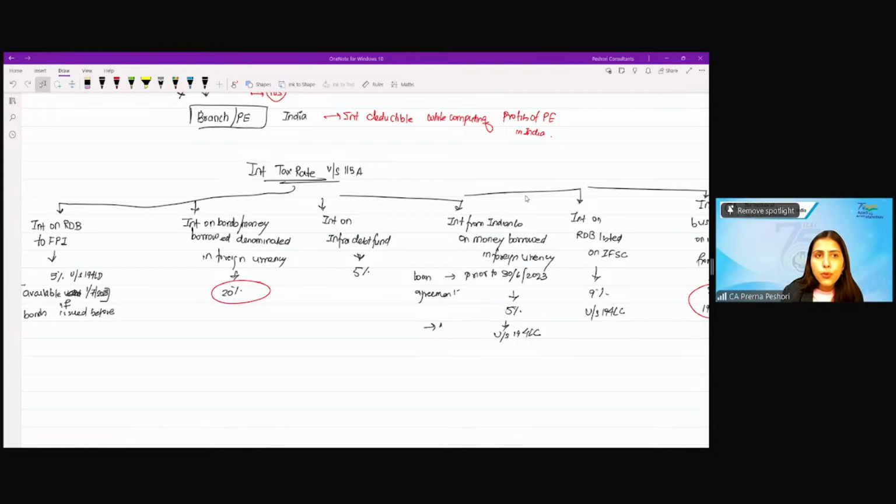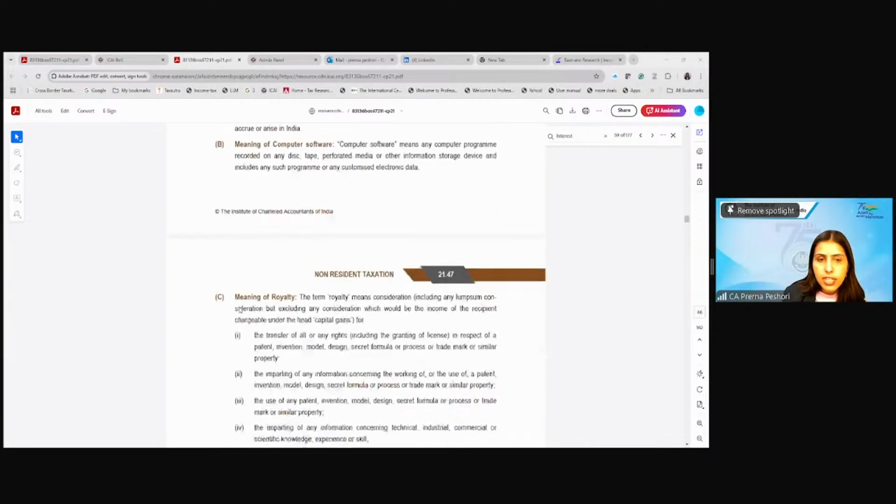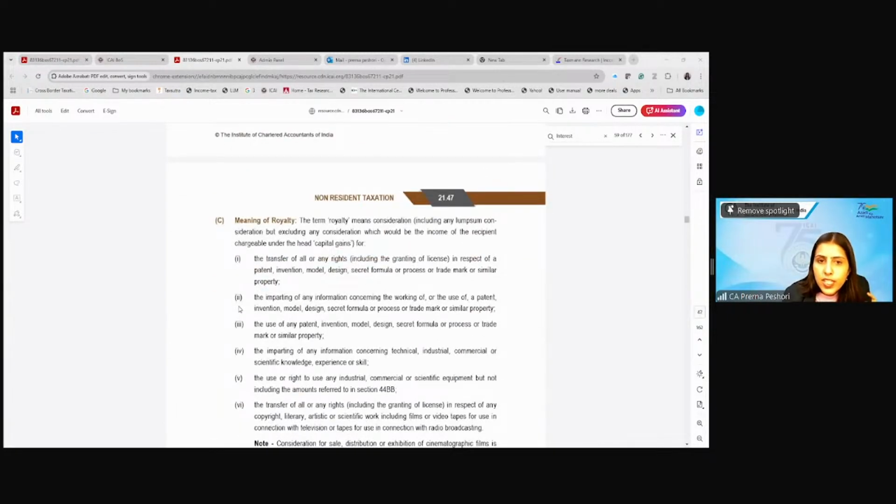Okay. Now we move towards the royalties. Now, we will again understand the meaning of the term royalty first, and then we will discuss the tax rate. Now, royalty meaning is given under section 9(1)(vi). Let me again open up the module here. Royalty is defined under the explanation to 9(1)(vi). It says the royalty means consideration including any lump sum consideration, but excluding any consideration which would be the income of the recipient chargeable under the head capital gains.